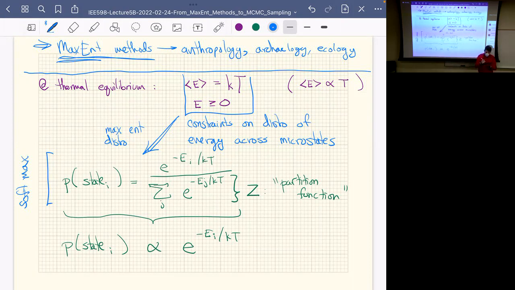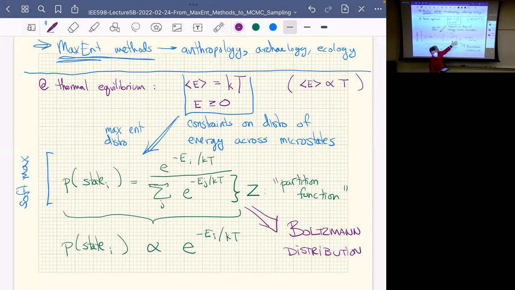And this distribution is actually called the Boltzmann distribution. The Boltzmann distribution is just an exponential distribution. It's a distribution across high dimensional microstates that produces an exponential distribution in the energies of those microstates. That's what I'm trying to connect back to this MaxEnt idea.